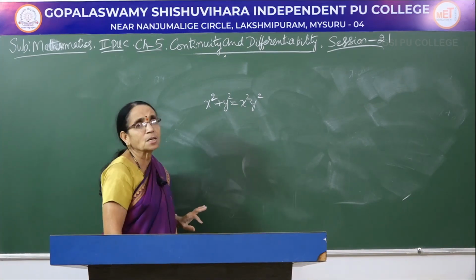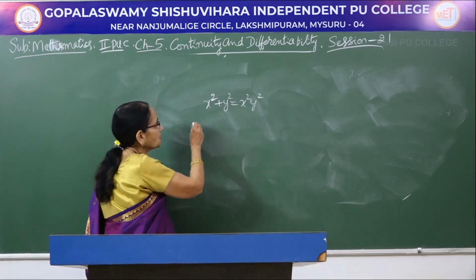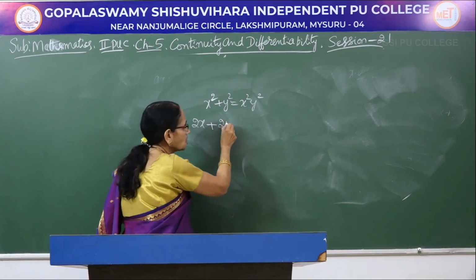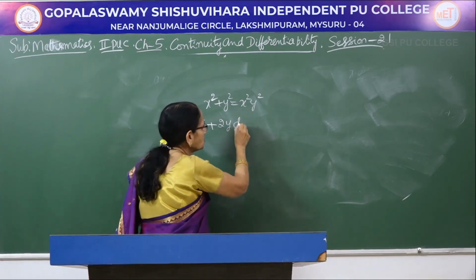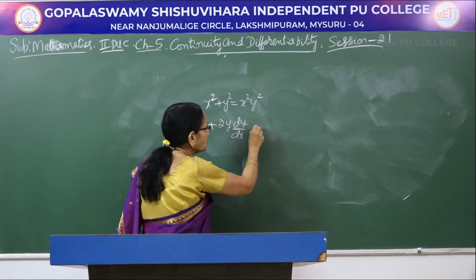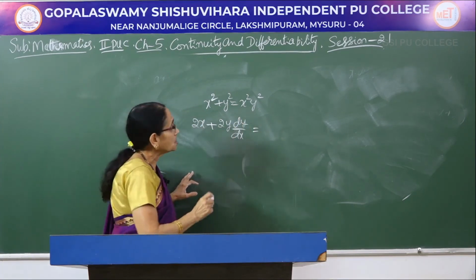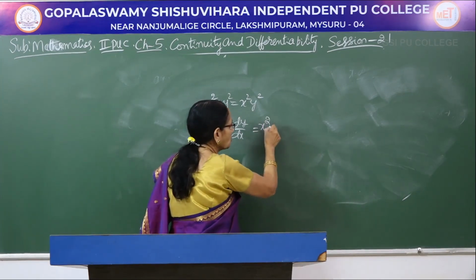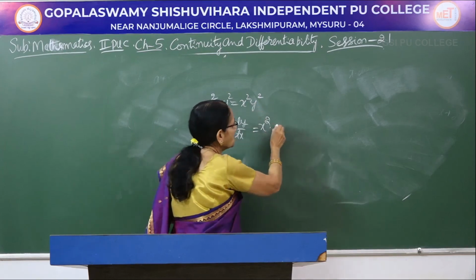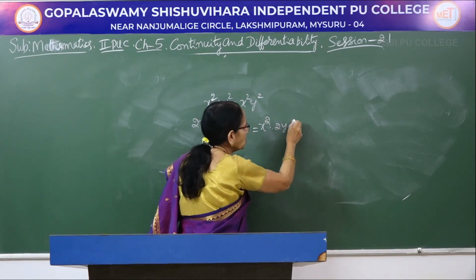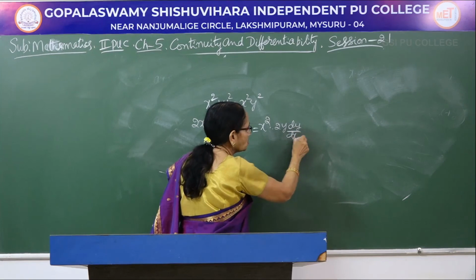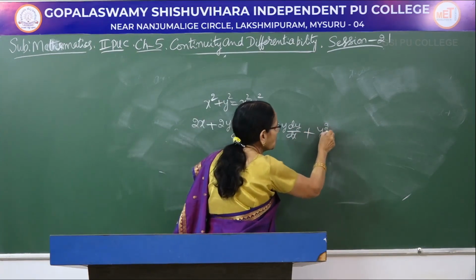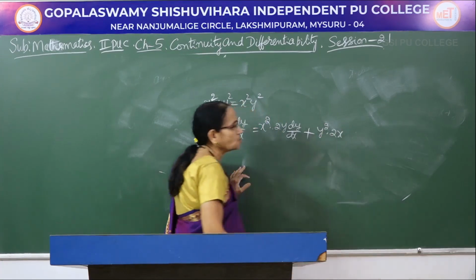Therefore, when you differentiate each term with respect to x, on the left hand side, no problem: x square becomes 2x, y square becomes 2y dy by dx. And look at the right hand side. It is a product, isn't it? Apply the product rule. x square into the derivative of y square will become 2y into dy by dx, plus the second function, y square, into the derivative of x square, which is 2x.